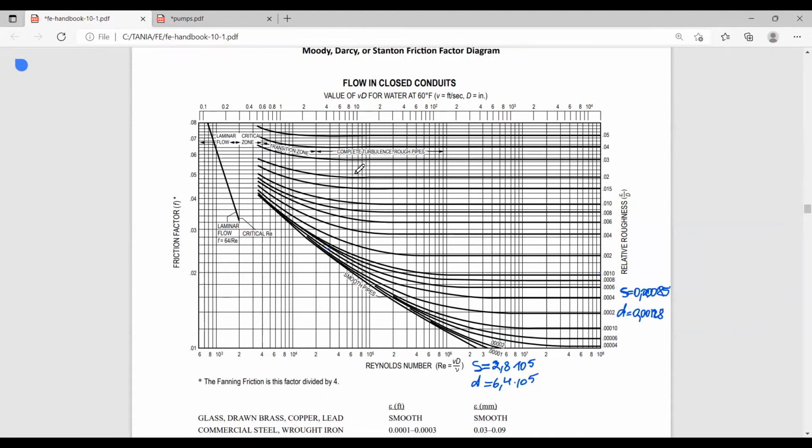Okay, so let's apply that. First for suction, 2.8 times 10 to 5. This is 10 to 5 over here. So we have 2.8, between 2 and 3. It's somewhere close to here, so I will try and draw a line.